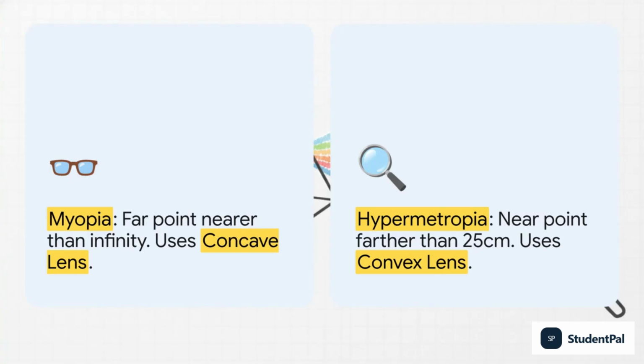Let's lock this in your memory right now, guys, because this is an absolutely fundamental concept. Myopia pulls the image forward in the eye, so it needs a concave lens to push it back. Hypermetropia pushes the image back behind the retina, so it needs a convex lens to pull it forward. It is all about adjusting that focal point.